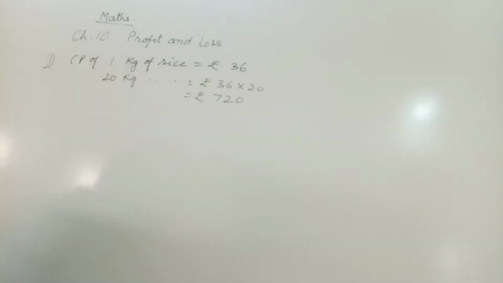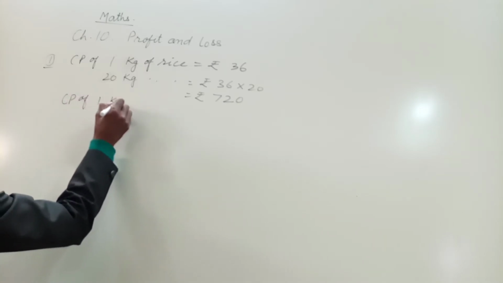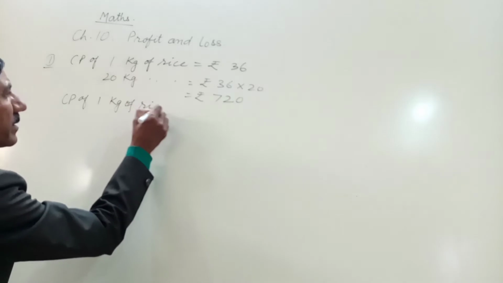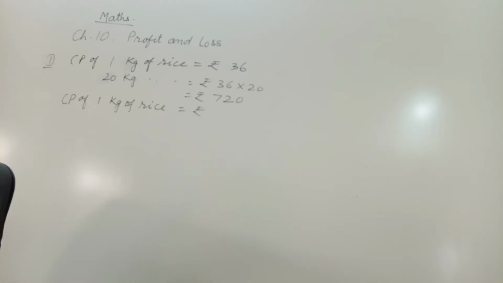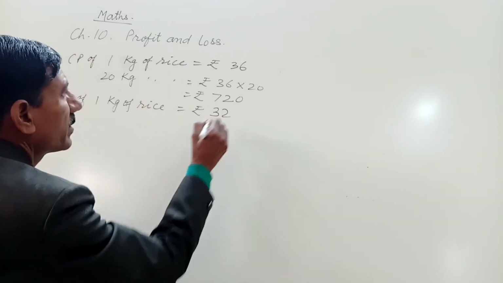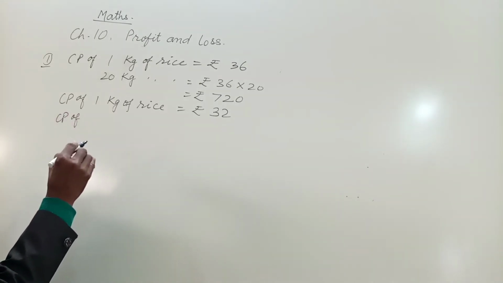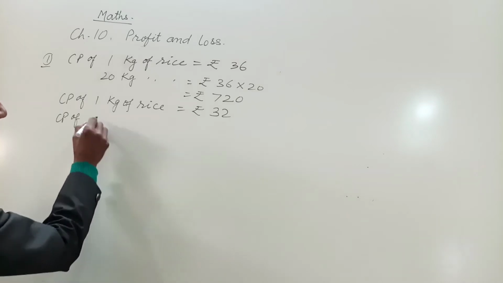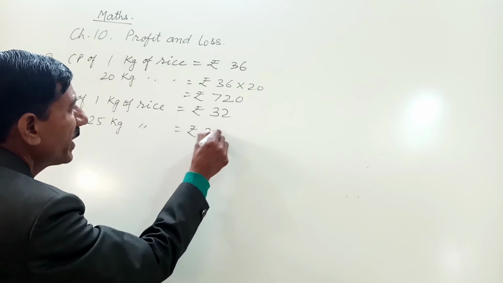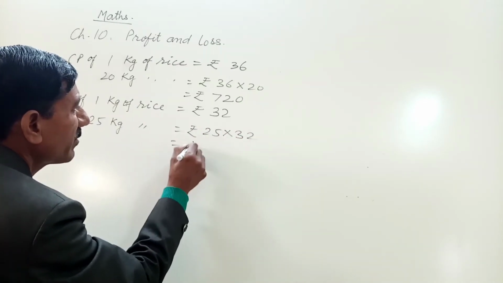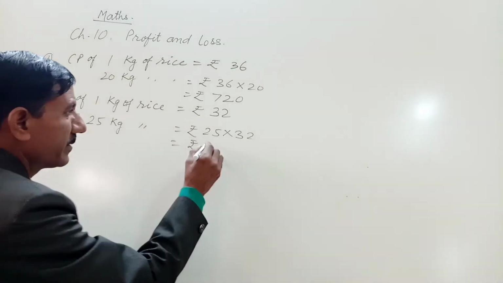And 25 kg of rice, CP of 1 kg of rice is equal to rupees 32, and CP of 25 kg is equal to 25 into 32. It will be equal to rupees 800.